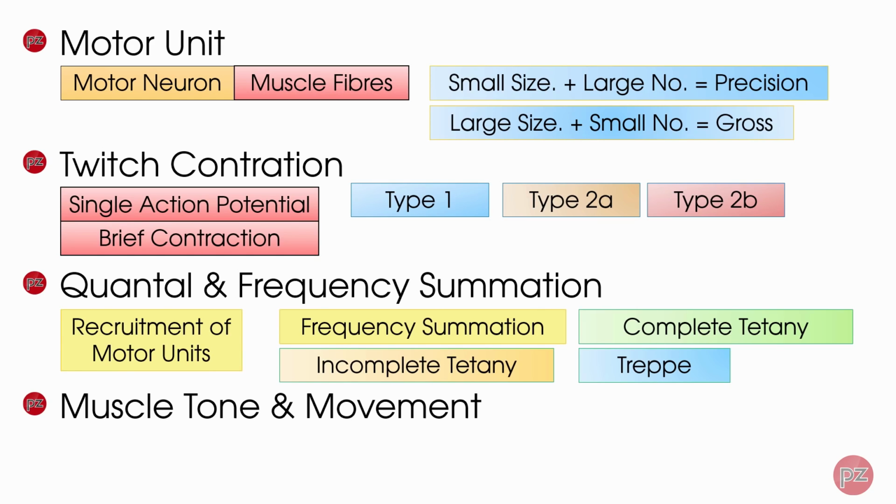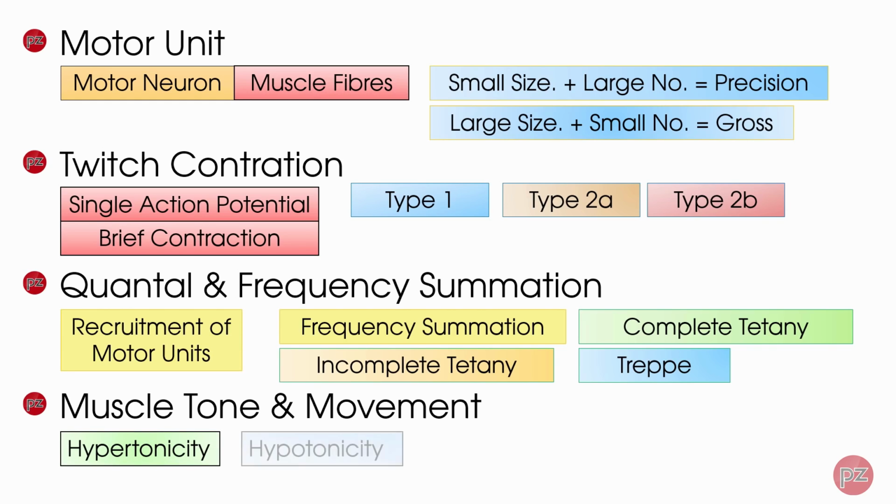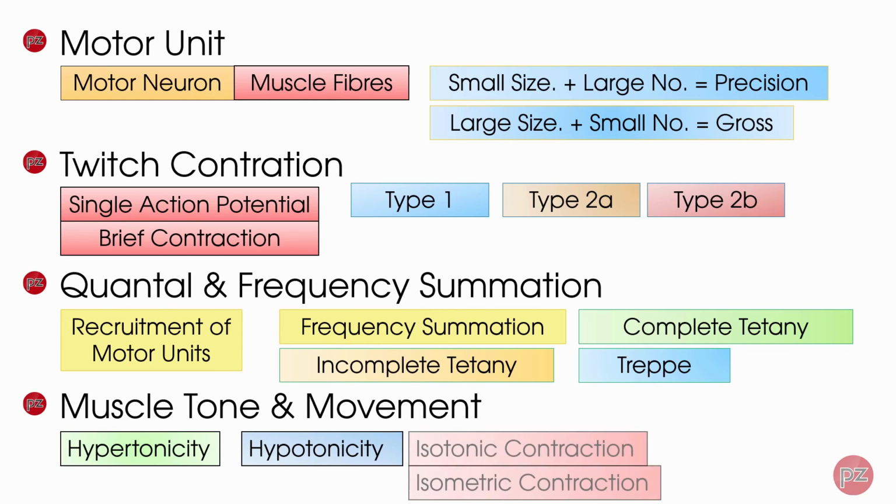We looked at normal tone, and then we saw hypertonicity, which is the effect of damaging the central nervous system. And then we looked at hypotonicity, which is what results if you damage the peripheral nervous system. And we finally finished by looking at the different types of contraction, the isotonic contraction and isometric contraction of our muscles.